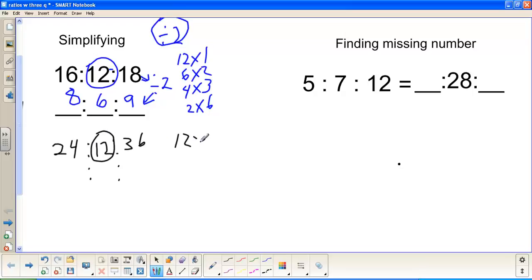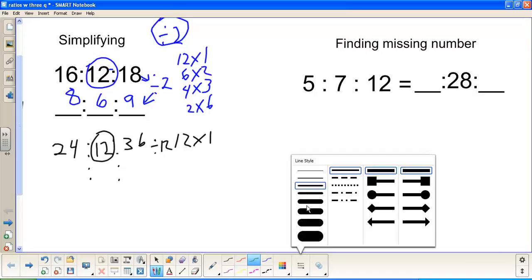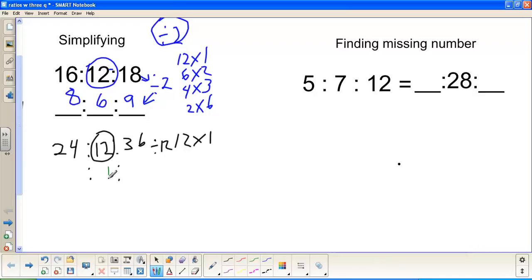So I'm going to start with 12 and do 12 times 1. I know 12 goes into this one. Does 12 go into 24? Yes. Does 12 go into 36? Yes. So I'm going to divide all 3 by 12. This is going to be awesome. So 12 divided by 12 is 1. 24 divided by 12 is 2. And 36 divided by 12 is 3.